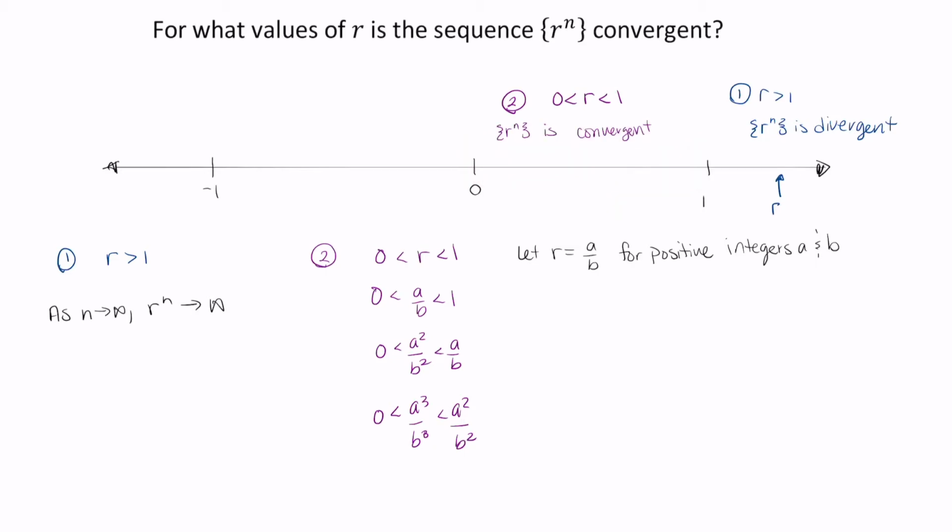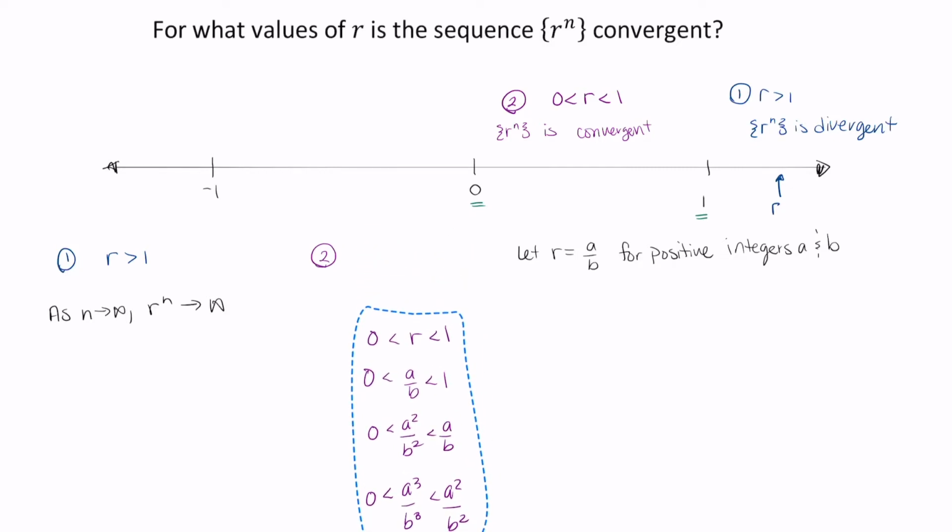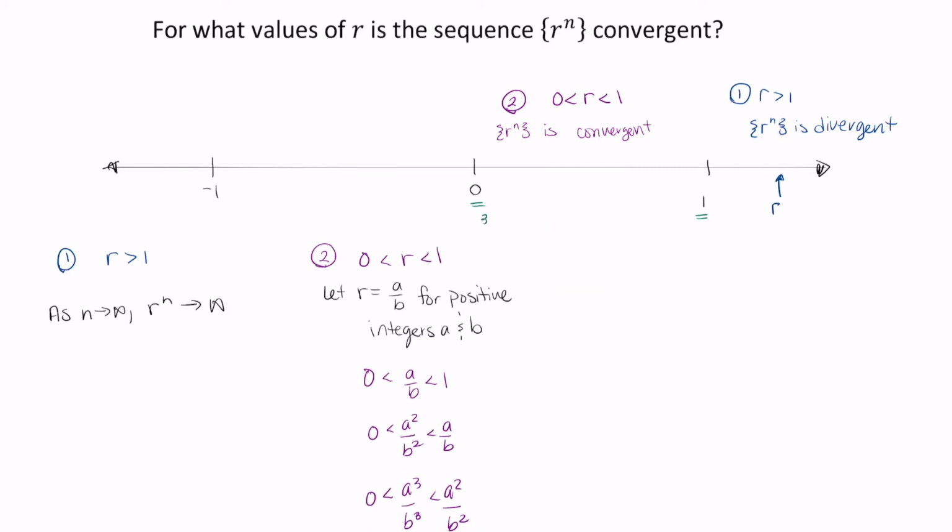Before we look at negative cases, let's consider both the values of 0 and 1. And I'll do these here in green. But before I do that, I'm going to quickly make some more space. And let's just call both of these case 3. So first, if r equals 0, then r to the nth power equals 0 to the nth power.